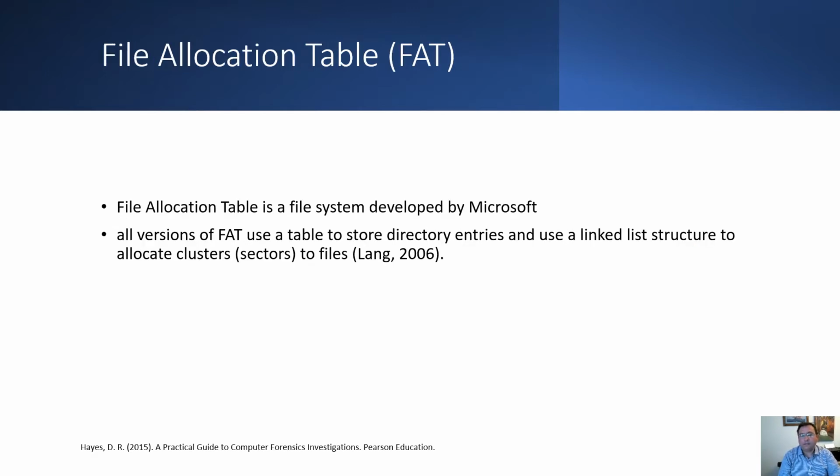File allocation table is a file system developed by Microsoft, and all versions of FAT use a table to store directory entries and use a linked list structure to allocate clusters to files. So there needs to be a linked list structure to allocate clusters to files, and files are allocated into clusters.